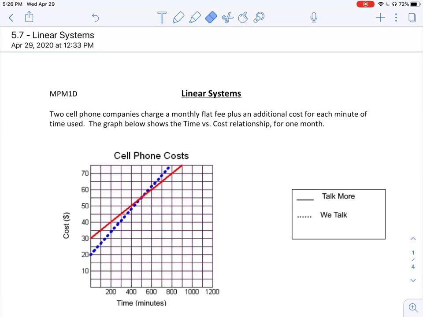So today we're going to be talking about linear systems, which is essentially two lines that we see on the same graph. And when they intersect, what that means and what kind of information we can extract from the graph and both of the lines.